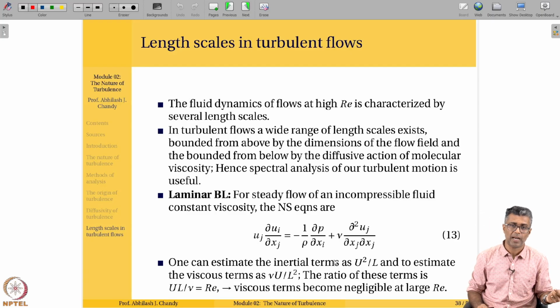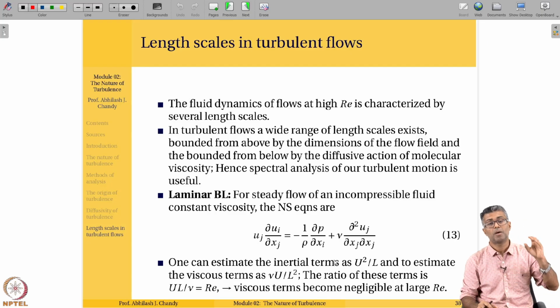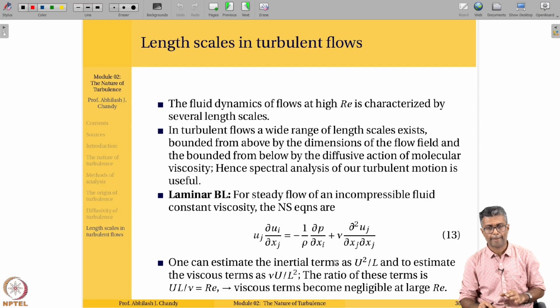If you just have one length scale, then all you need to look at is that one length scale, and you don't need some kind of a spectral analysis. But here you will need that. Okay, so keep that in mind.